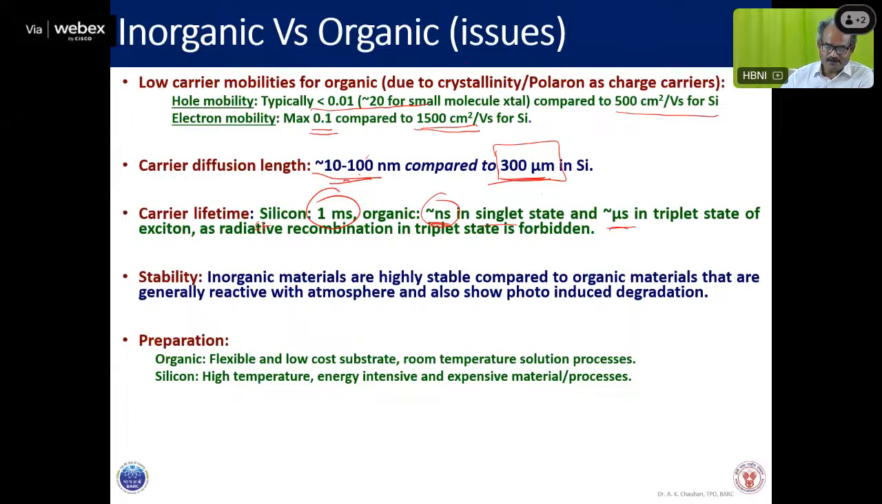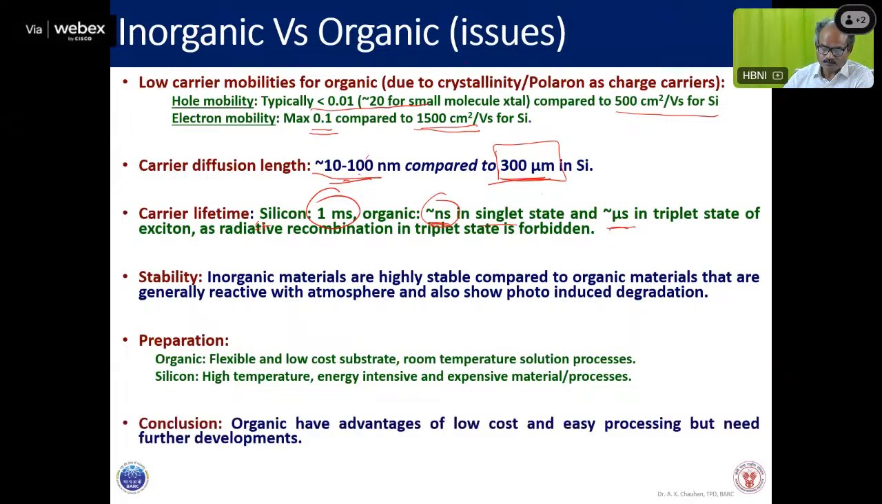Then preparation. I have already said that flexible and low-cost substrates are there for organic. Room temperature solution processes are possible for fabricating these devices. In the case of silicon, you need high temperature, energy-intensive, and expensive processes. So if I conclude, organics have the advantage of low cost and easy processing, but need further development.